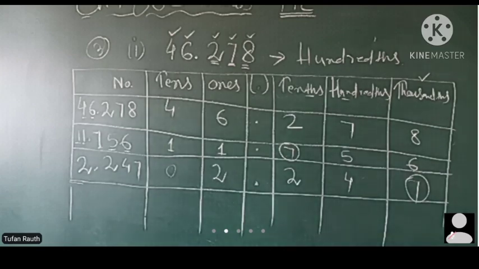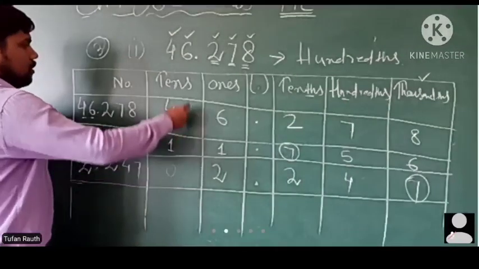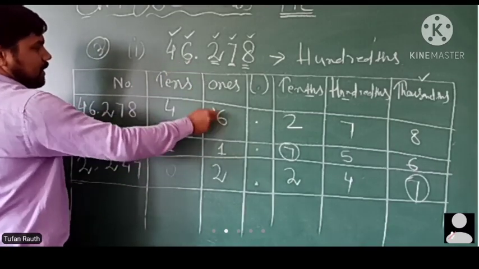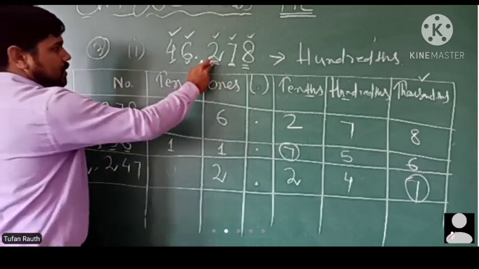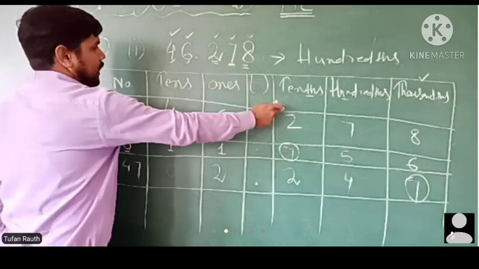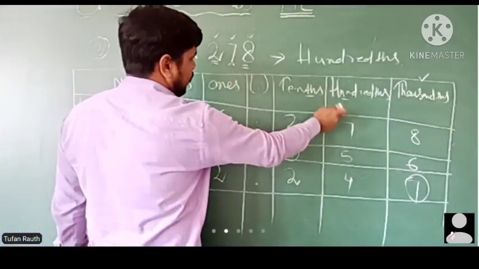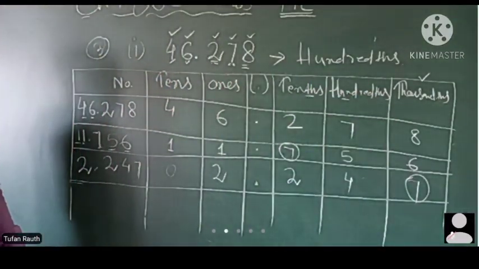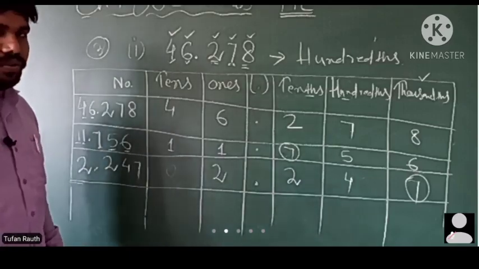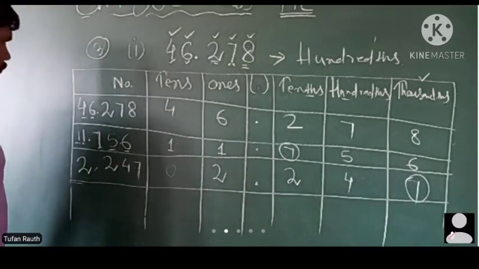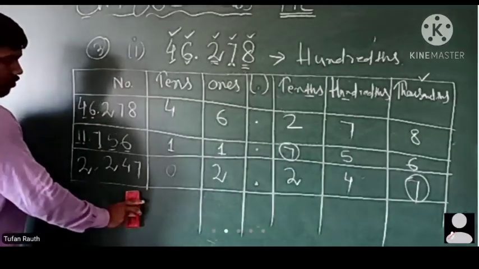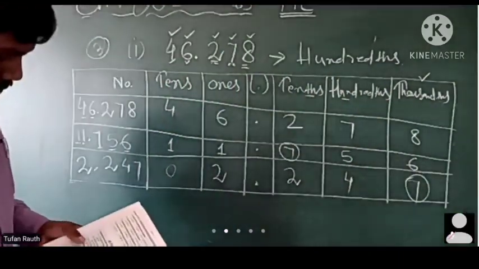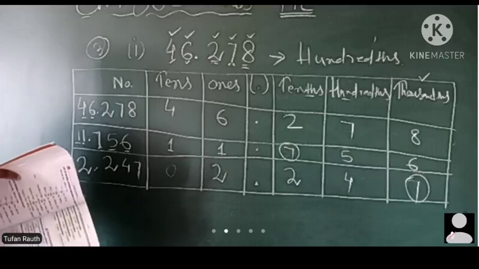Now again I am repeating, it's very simple. Whatever is in the ones place, write it in the ones place; whatever is in the tens place, write it in the tens place. Then whatever is in the tenths place, we will write here. Then whatever we have in the hundredths place we will write here, and whatever we have in the thousandths place we will write here. So simply this is how we will complete this table, and after that we will write the places of the particular number. Okay. So I hope everyone understood this. Rest of all you can do by yourself, so I am leaving the rest of the questions for you.